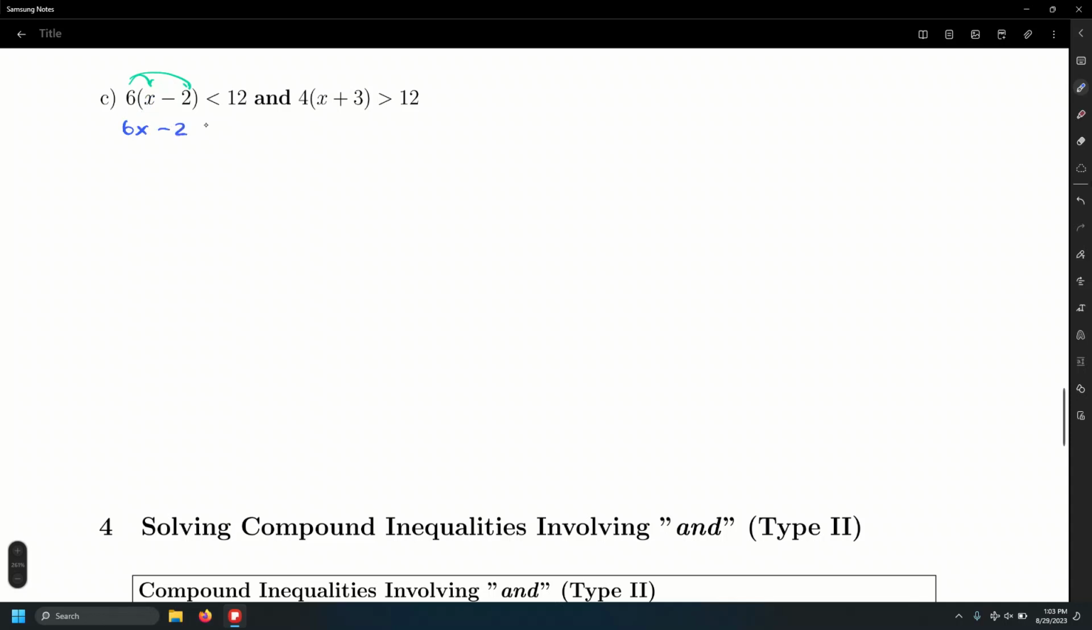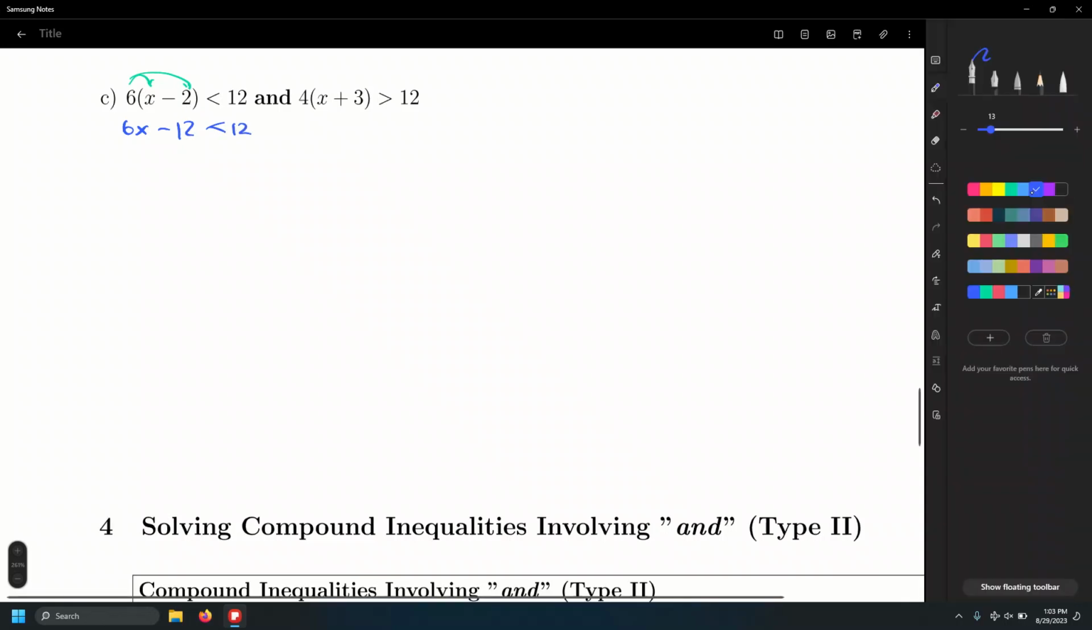So 6x minus 2 minus 12 rather, less than 12. And then how about we add a 12 to both sides, and that's a 6x less than 24, and then divide both sides by 6 to get x less than 4. All right, so that's the result for our first individual inequality.